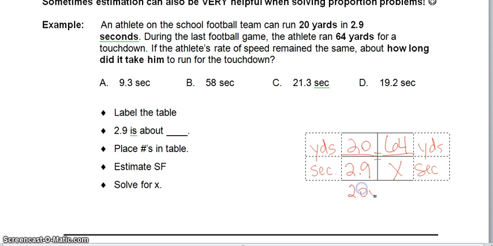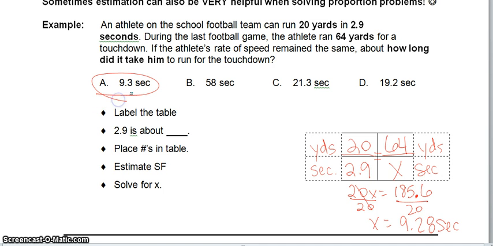So we have 20x is equal to 2.9 times 64, which should give you on the calculator 185.6. Then you look at your equation and both sides you want to divide by 20. So then x is equal to 185.6 divided by 20, and you'll get 9.28. Remember, x right here is in seconds. So this is a multiple choice question, so you want to find the best estimate. It would be A, 9.3.